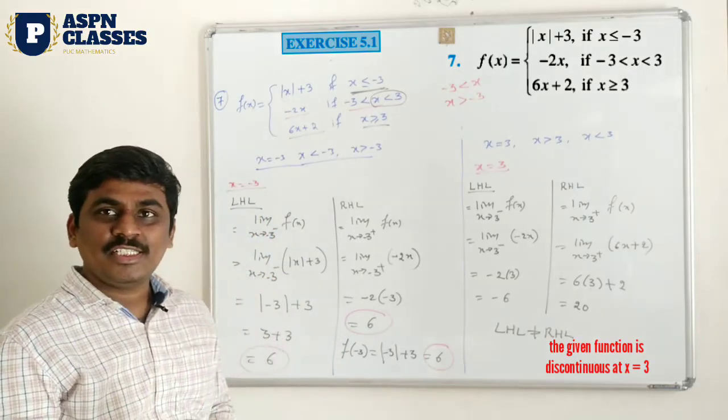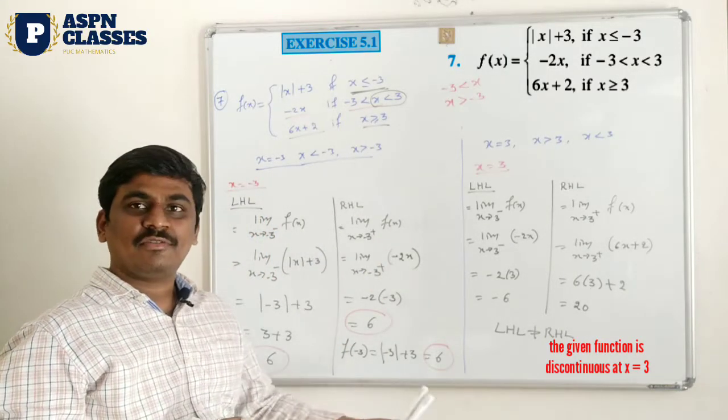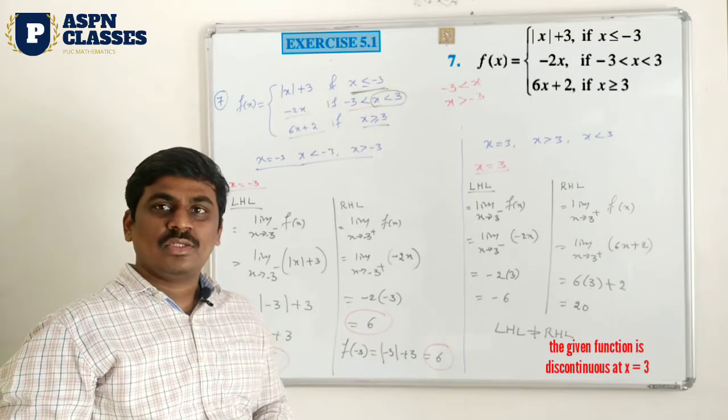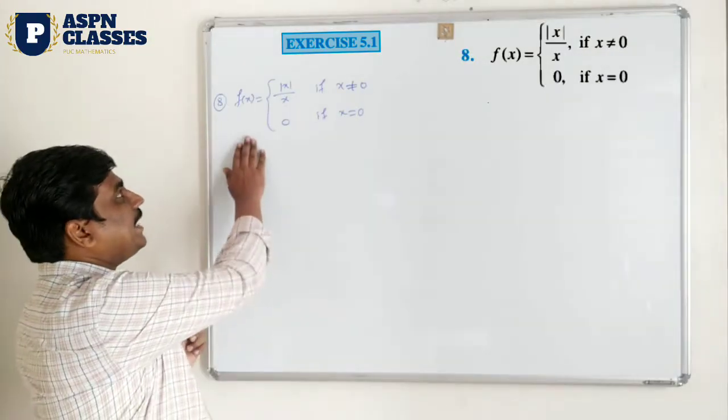The given function, what is the discontinuous point? It means x is plus 3. The given function is discontinuous at x equals 3 only. Okay, observe here, 8th question.